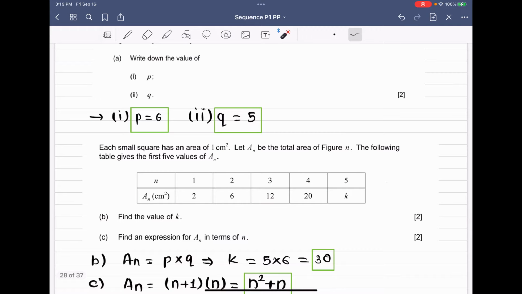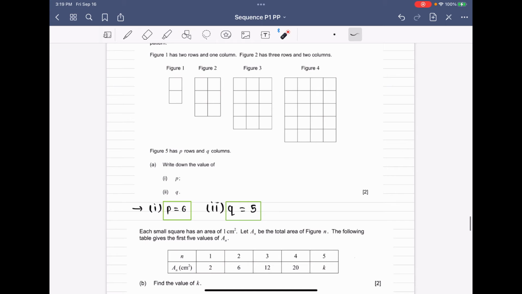Each small square has an area of 1 centimeter square. Let An be the total number of squares in figure n. The following table gives the first few values of An. So n is equal to 1, so 1 plus 1 is 2. Here 1, 2, 3, 4, 5, 6. Here 1, 2, 3, 4, 5, 6, 7, 8, 9, 10, 11, 12.